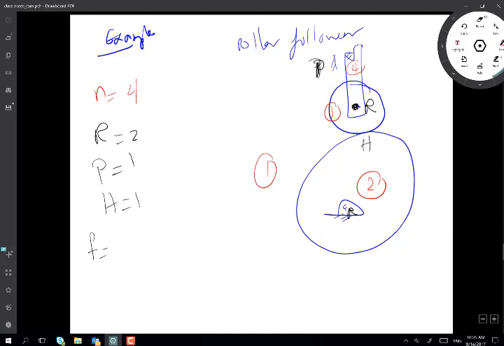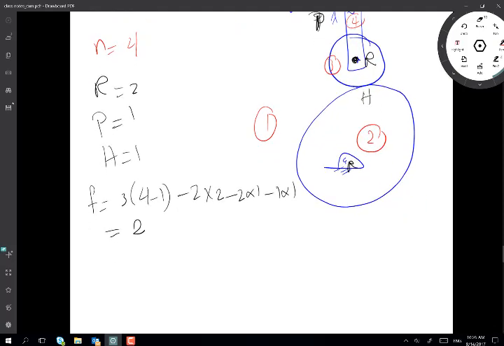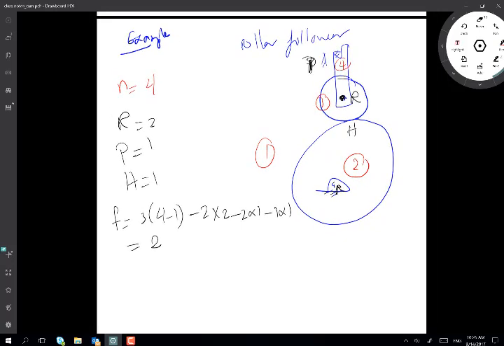So freedom is equal to 3 times (4 minus 1), that's 9, minus 2 times 2 for R, minus 2 times 1, minus 1 times 1. So that's 9 minus 4, which is 5, and then minus 3. Exactly, that's 2. So 2 degrees of freedom. Does this mean I need two motors to run this linkage? Of course it doesn't, because I need only one motor to run that. However, only one motor is needed.